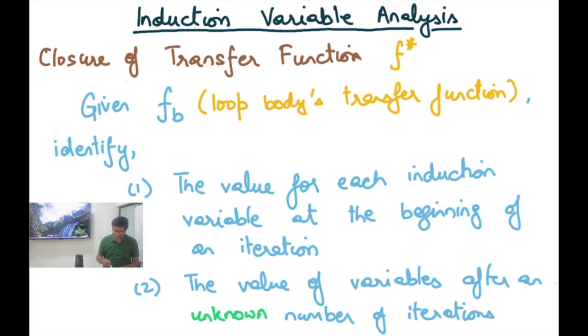And so given fb, which is the loop body's transfer function, we want to identify the value for each induction variable at the beginning of an iteration, of the ith iteration, let's say, and the value of the variable after an unknown number of iterations, right? So I want to identify two things in my induction variable analysis. One is, what is the value of every variable after a known number of iterations, let's say i number of iterations, and what is the value of every variable after an unknown number of iterations, where we can't really say how many iterations have already elapsed.